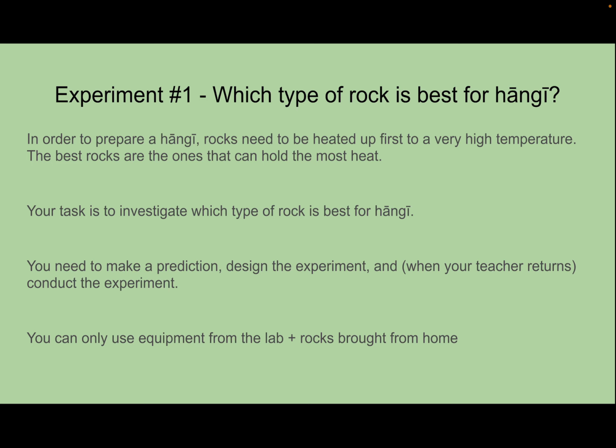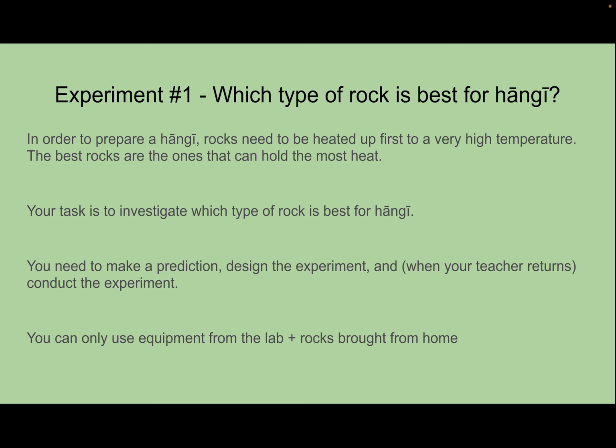So how do we investigate which type of rock is best for hāngī? That's your job, to try to design the experiment and make a prediction about what you think will happen, and then we'll do it next week. Now, you can only use equipment from the lab, so things like beakers, water, thermometers, Bunsen burners, and you will obviously have rocks that you guys can bring in, and I can bring in some as well.